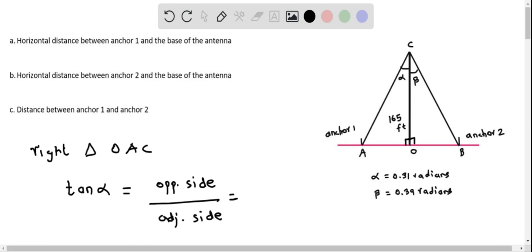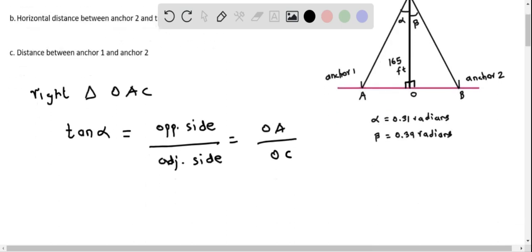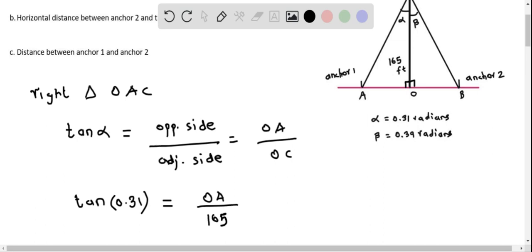So for angle alpha, OA is the opposite side. So I can write down this as OA over the adjacent side, which is OC. So I write like this. Now let's substitute the values which we know. We know the alpha is 0.31 radians. So this becomes tangent of 0.31 equals, we don't know OA, so we write down this as it is, and OC is the height of the antenna, which is given as 165 feet. So we write down this as 165.